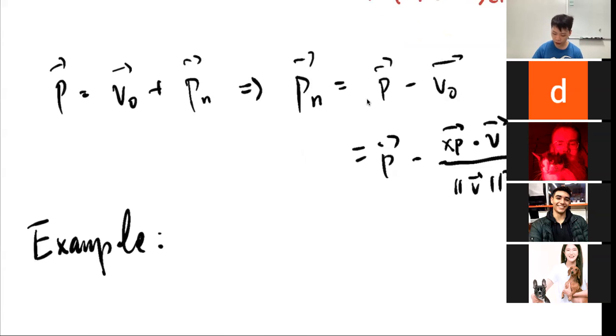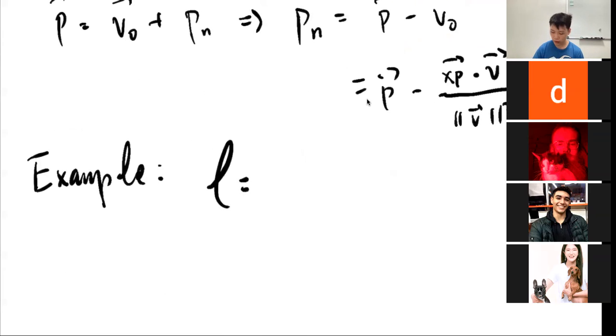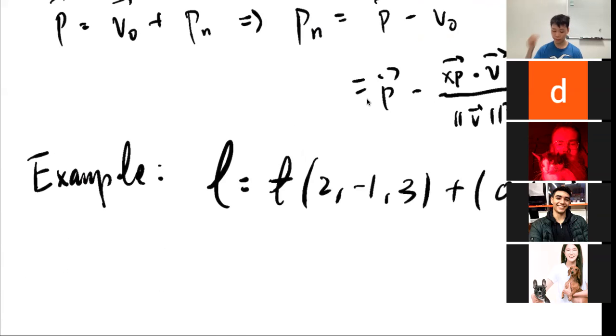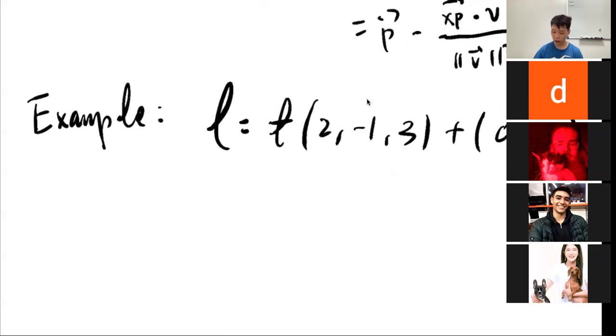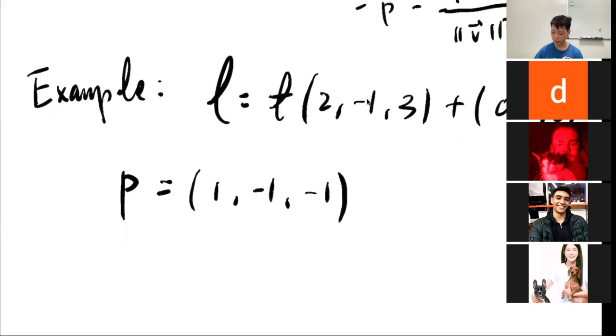Okay, so for example, if you have a line, let's say t times (2, -1, 3), and it passes through (0, 1, 0). Okay, and then we need to find the distance from the point (1, -1, -1) to this line L.